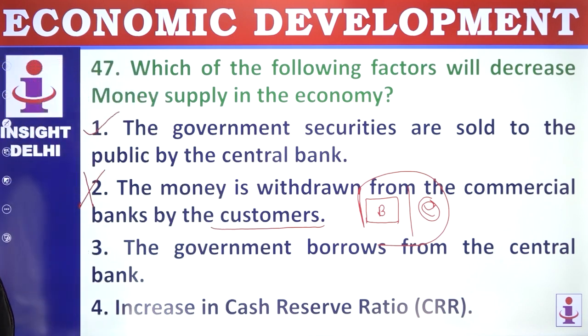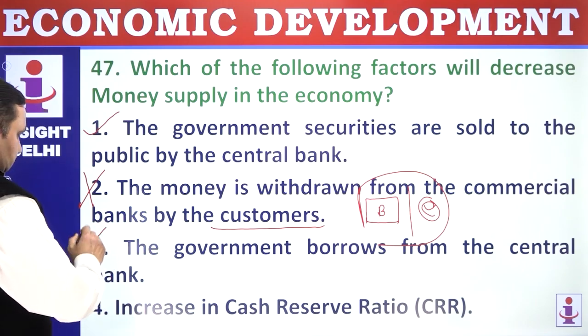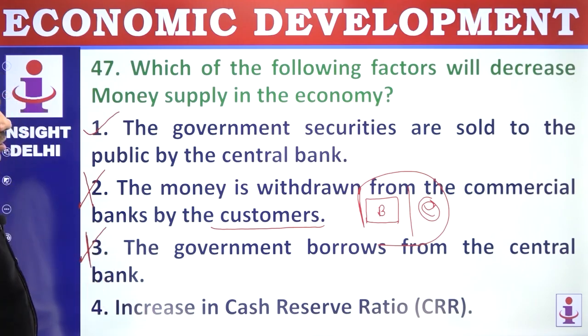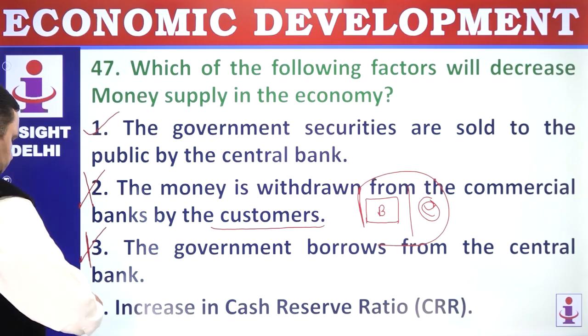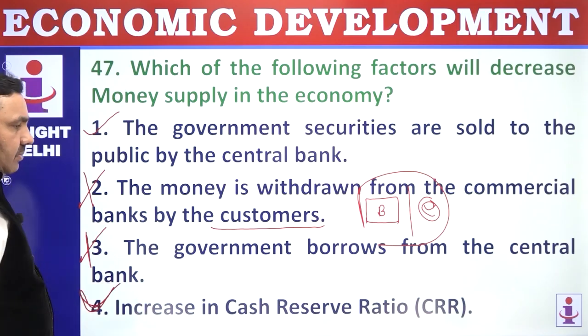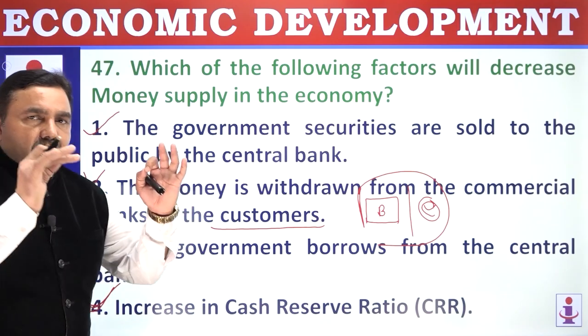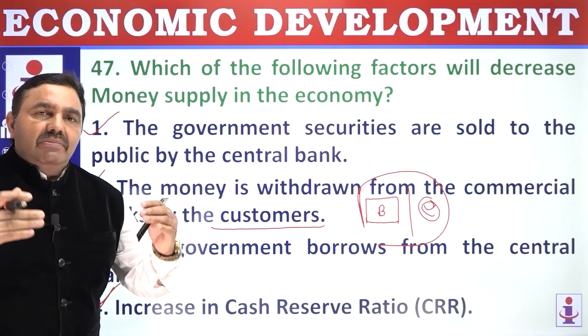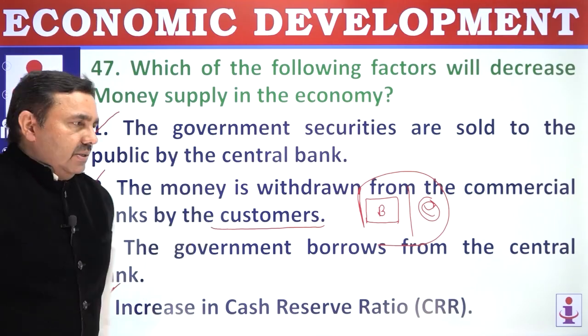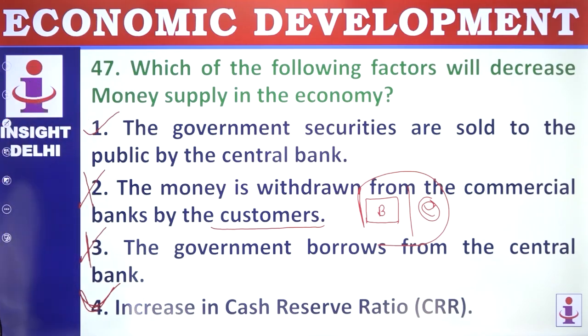The government borrows from central bank. If government borrows from central bank, then what will happen? Government will spend more, money supply will increase. Increase in CRR. That's correct. Money supply will decrease, more reserve will be kept with the banks and less money will be available to lend. So liquidity goes down. 1 and 4.